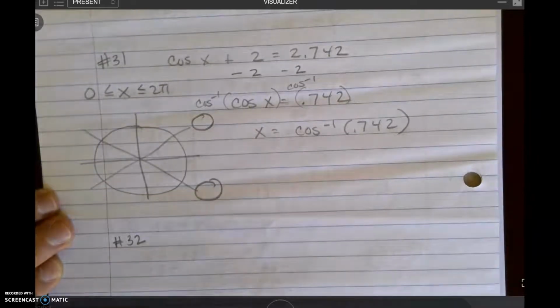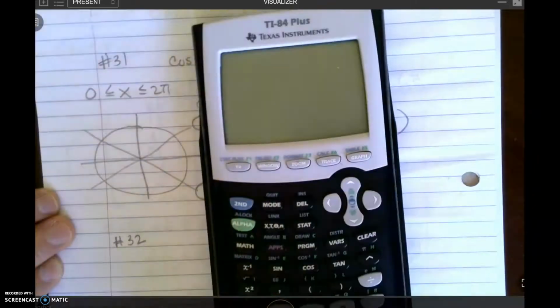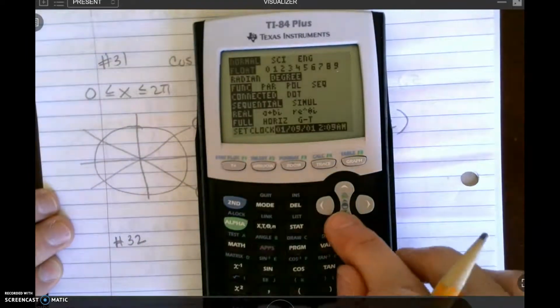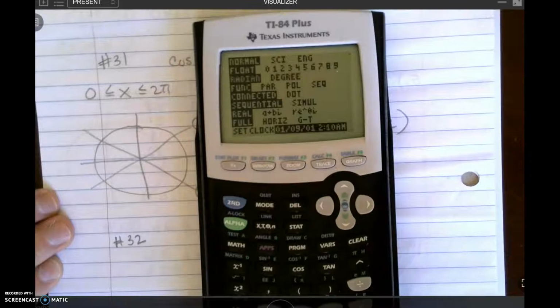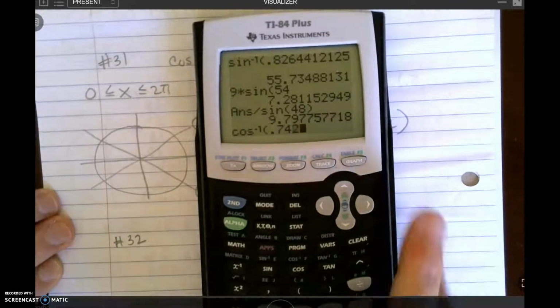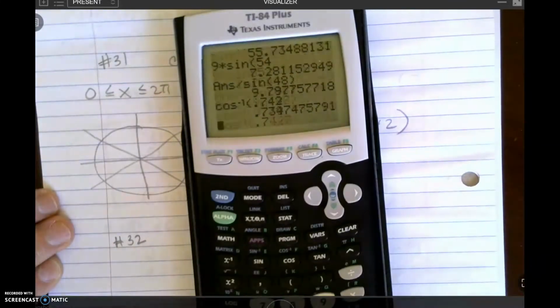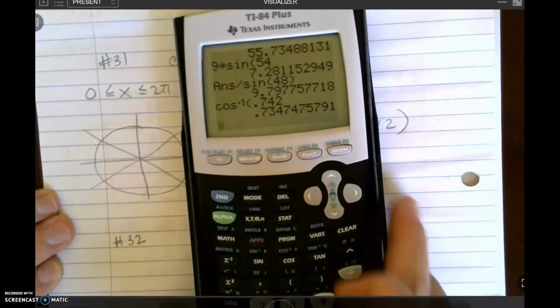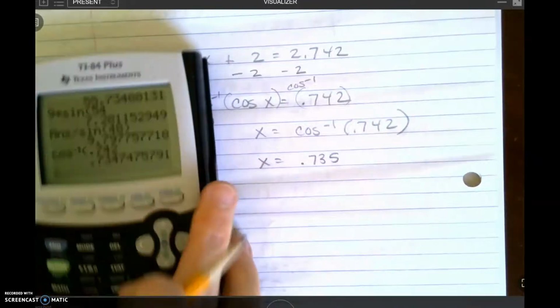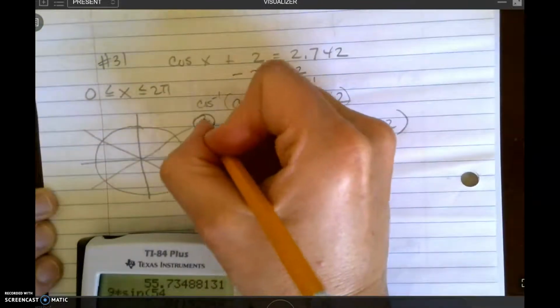So I'm going to go to my calculator, and you'll notice in this problem 31 it gives you a reminder that your calculator needs to be in radians for this problem. And I do inverse cosine of 0.742. Is that what it is? Yes. And I get 0.735. Let's see, it asks to round to 3 decimal places. So I get x equals 0.735, and that would be my quadrant 1 answer.